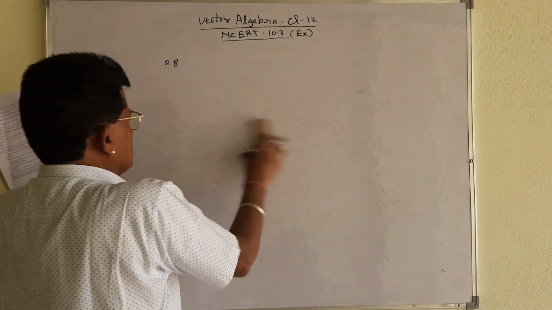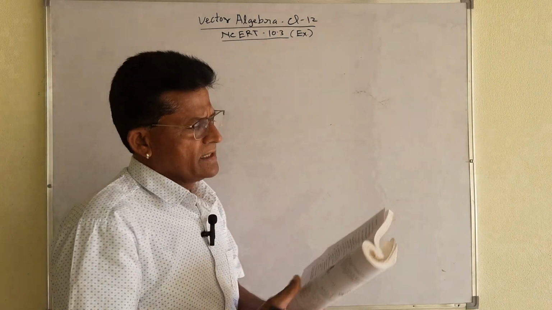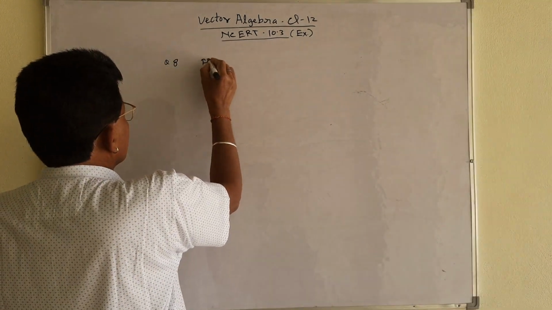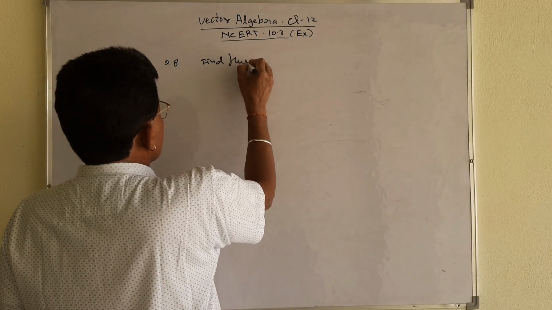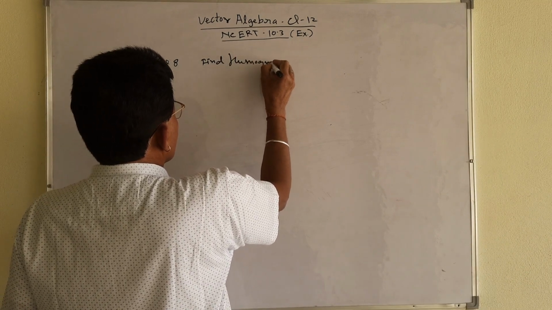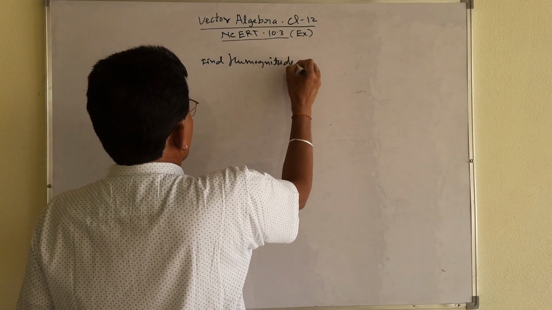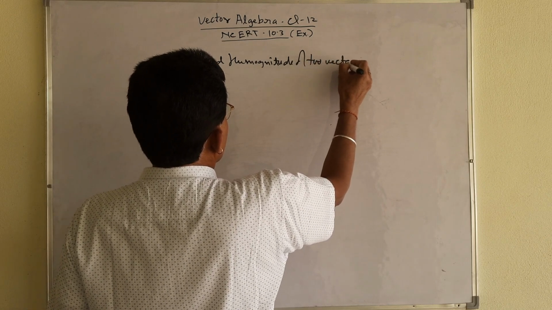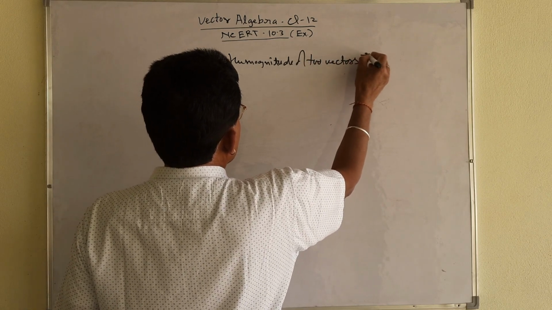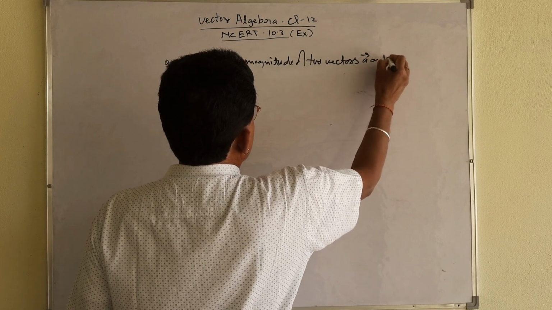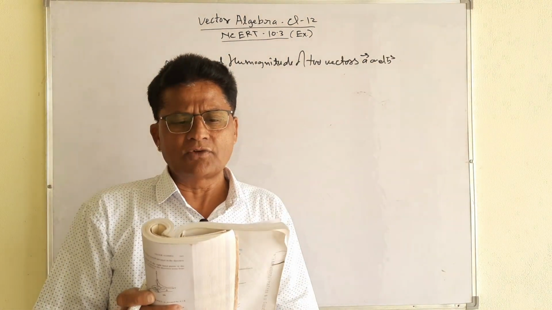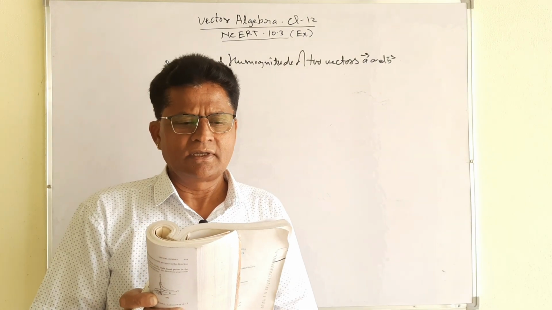Question number 8 I am taking, that is very important. Here it is given, find the magnitude of two vectors A and B. These are the two vectors. इनका magnitude आपको निकालना है. You will have to find out the magnitude of these two vectors.